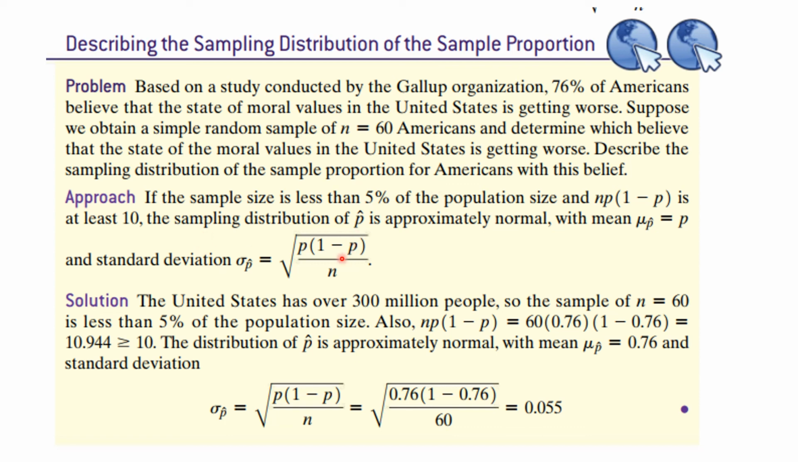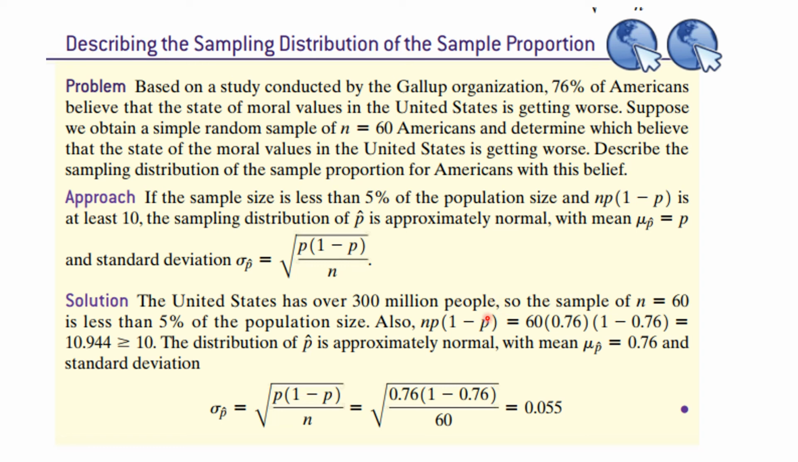Well, since we are dealing with a finite population, albeit a big one, you have to have the sample size less than 5% of the population, and this is the one we normally check: n times p times 1 minus p is at least 10. If so, then this is approximately normal with mean mu sub p hat equal to p, and standard deviation sigma sub p hat equal to the square root of p times 1 minus p all over n.